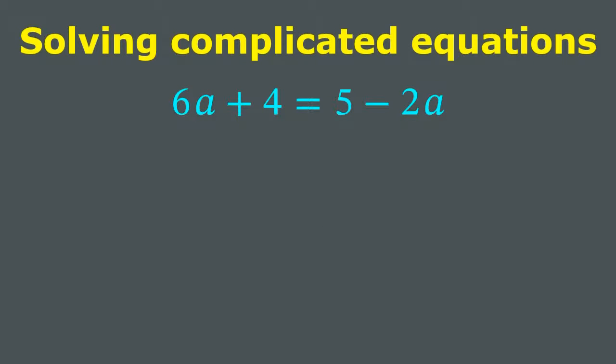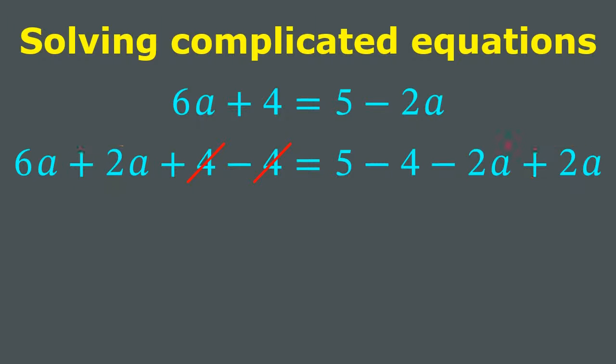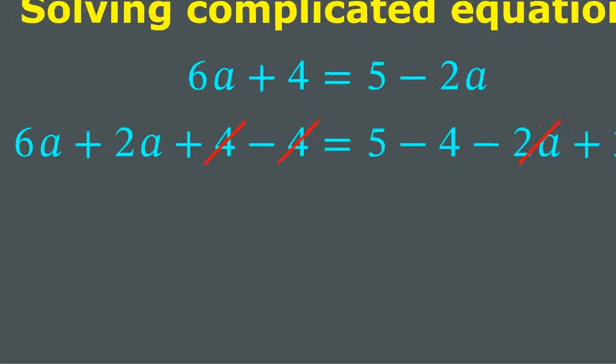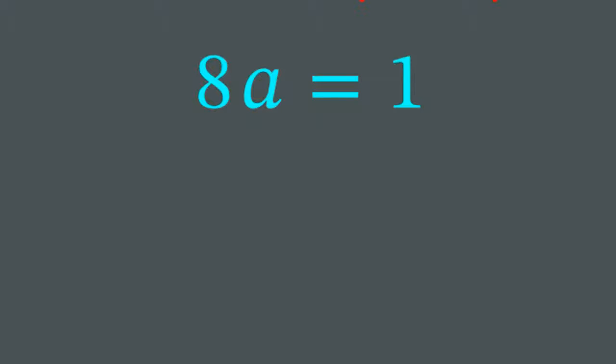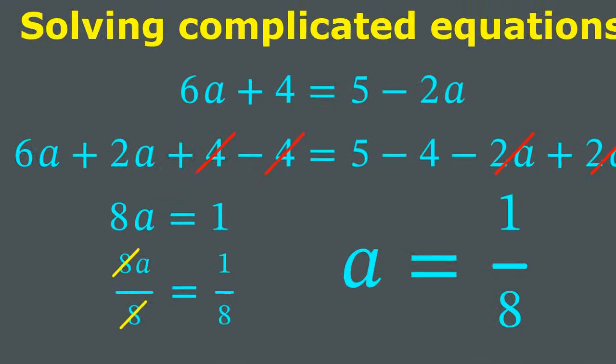This equation has unknown and numerical terms on both sides, so it will take several rearrangements to solve. First, rearrange the numerical terms. Subtract 4 from both sides of the equation, so that there are numbers on only one side. Then rearrange the equation so that the unknown variable is on the opposite side from the number, by adding 2a to both sides. Finally, divide each side by 8 to make a the subject of the equation, and to find the solution of the equation. Here, a is equal to 1/8.